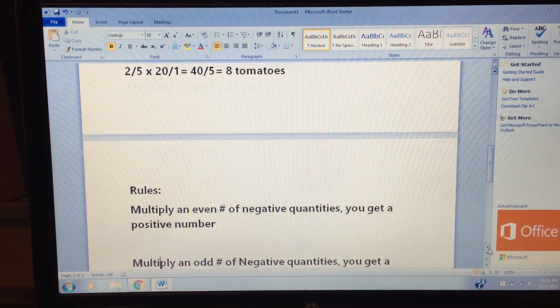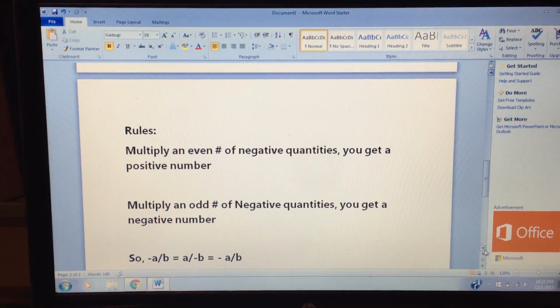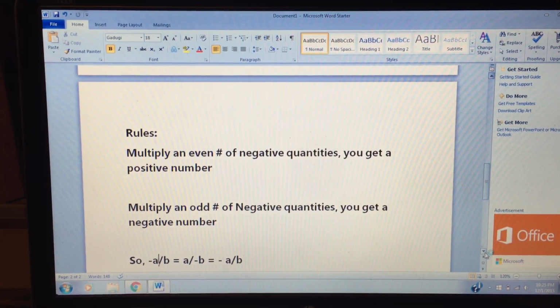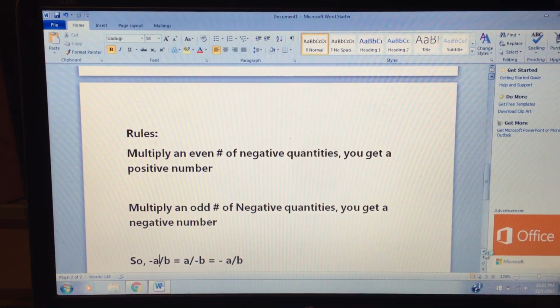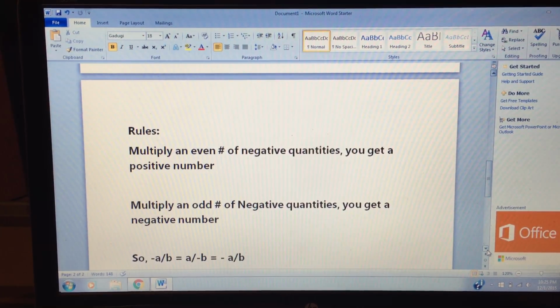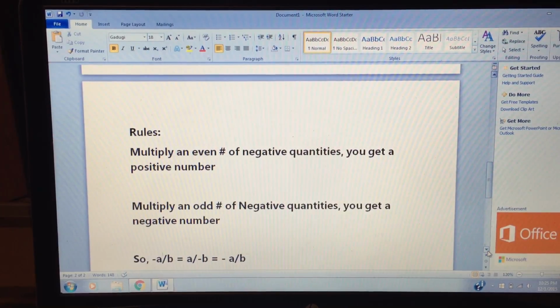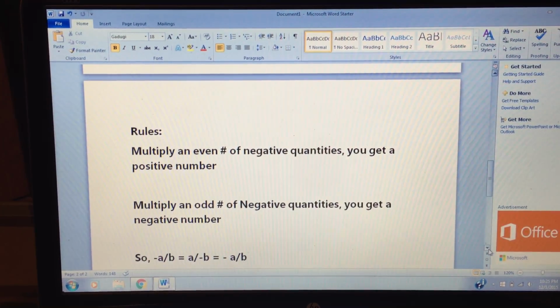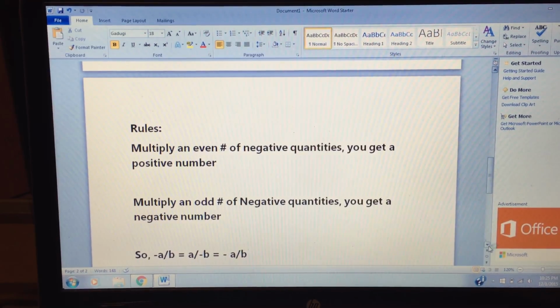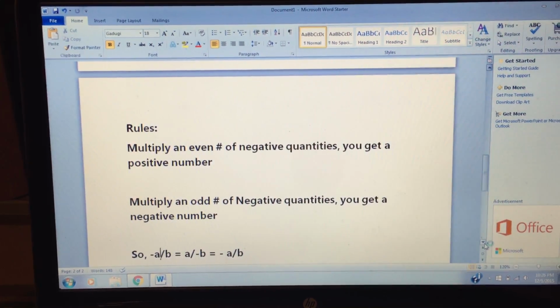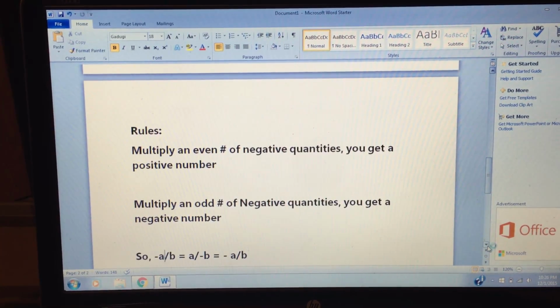Then a few rules to mention. When you multiply an even number of negative quantities, you get a positive number. And when you multiply an odd number of negative quantities, you get a negative number. So I said negative A over B is the same as A over negative B, which is also the same as negative of A over B.